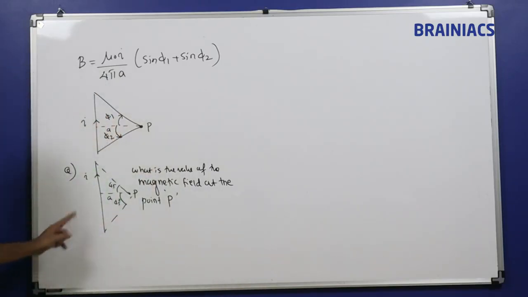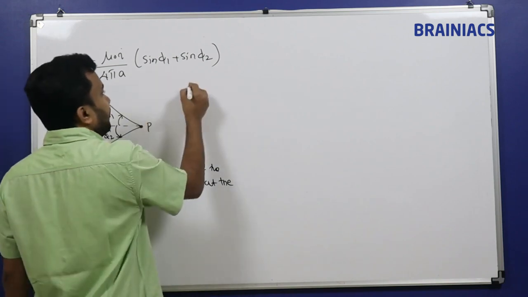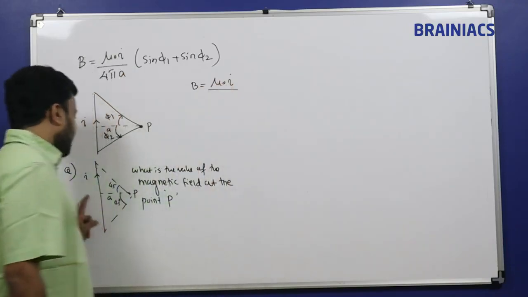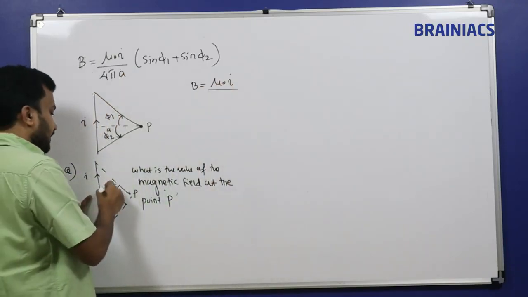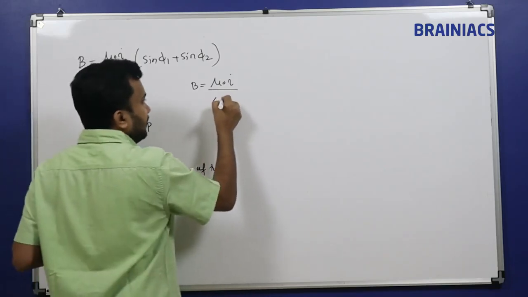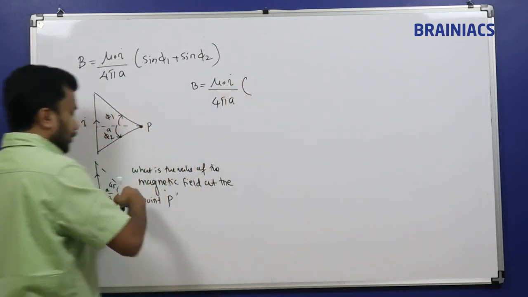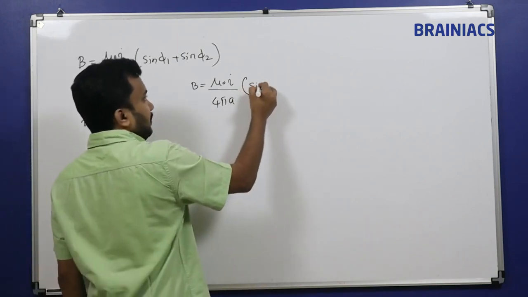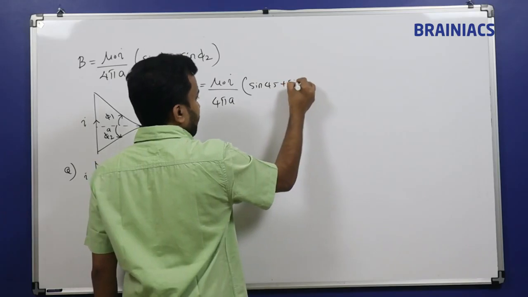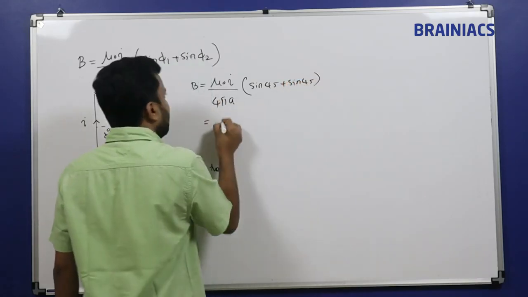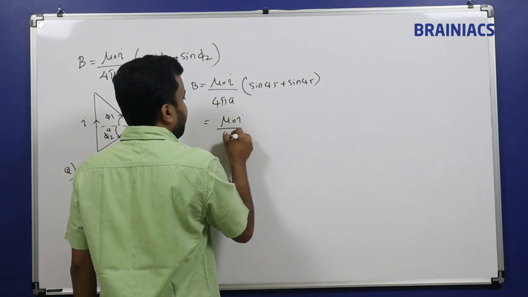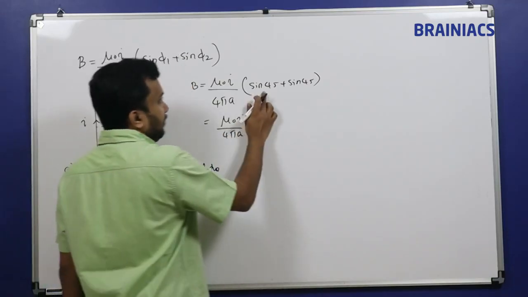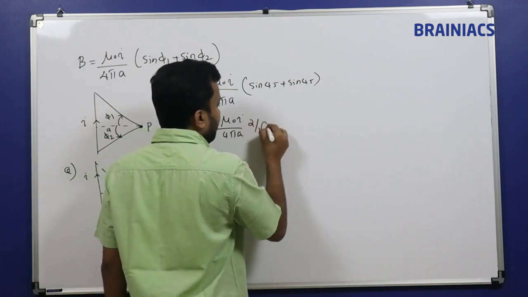So what we can do is directly apply the same formula. B is equal to mu 0 I, the current is given as I itself, divided by 4 pi into the perpendicular distance, given as A, into sine of, this is a forward angle and this is a reverse angle, so sine of 45 degrees plus sine of 45 degrees. We know sine 45 is equal to 1 by root 2. So 1 by root 2 plus 1 by root 2 is 2 by root 2.